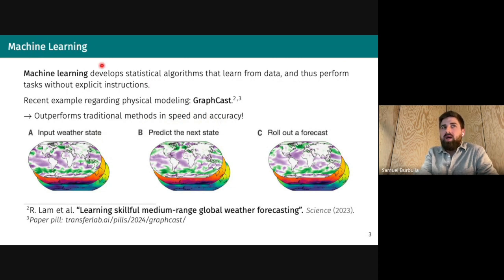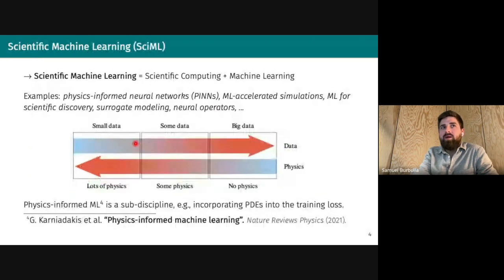So machine learning has gained a lot of prominence to model physical processes as well. And this is where an emergent discipline arises, which people call scientific machine learning, or SciML in short, which is basically the mixture between scientific computing and machine learning.